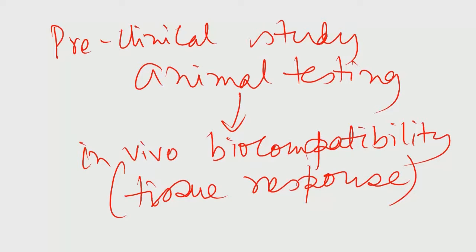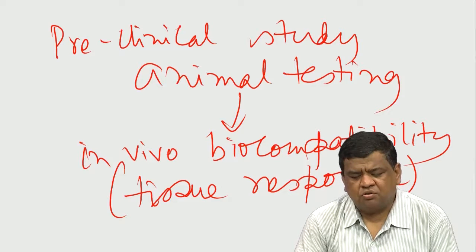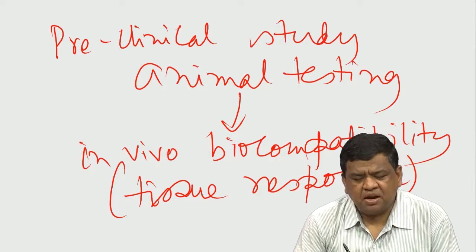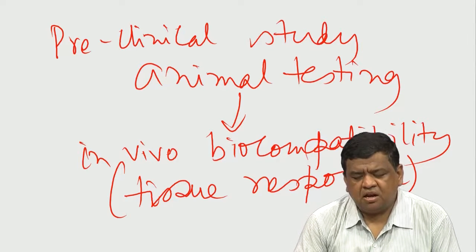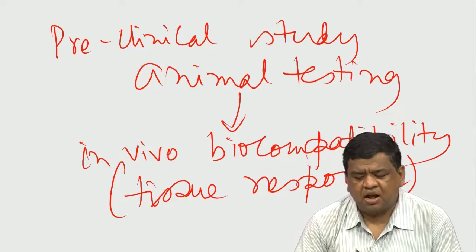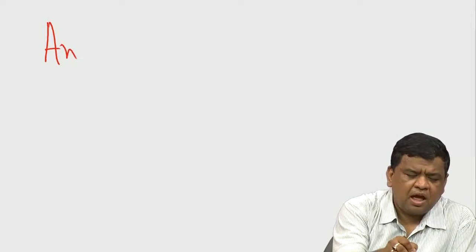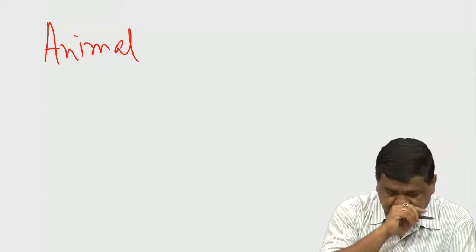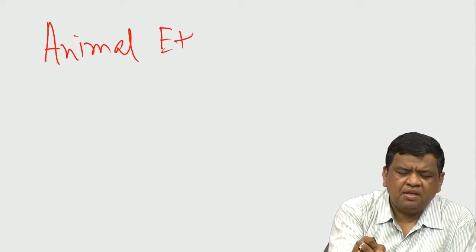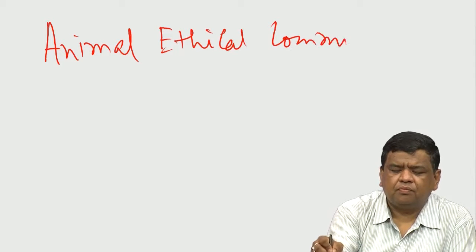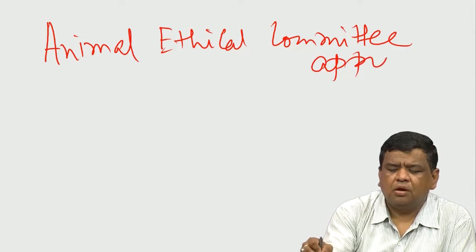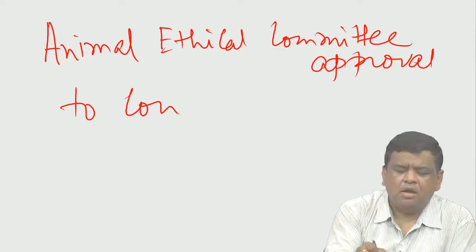So, you remember in the formal definition of biocompatibility, I mentioned that a biomaterial is expected to elicit beneficial cellular and tissue response. So, cellular response I have explained to you in the last 2 slides, and here I am mentioning that preclinical study and animal testing is essential to assess the in vivo biocompatibility, or in other words the tissue response. Now, prior to the preclinical study, animal ethical committee approval is required to conduct any preclinical study.